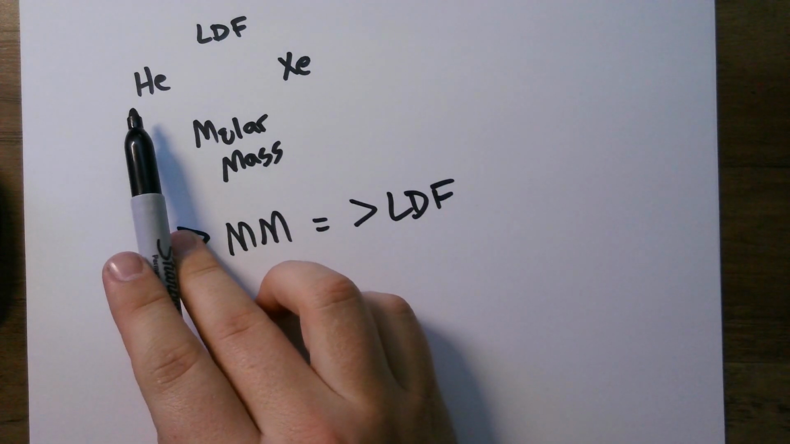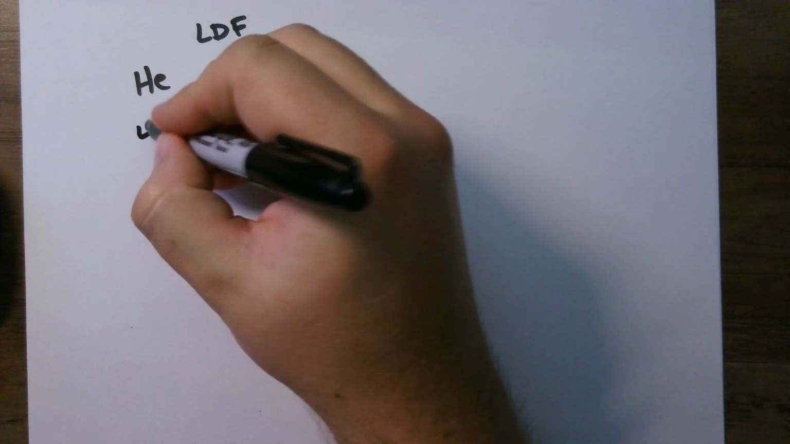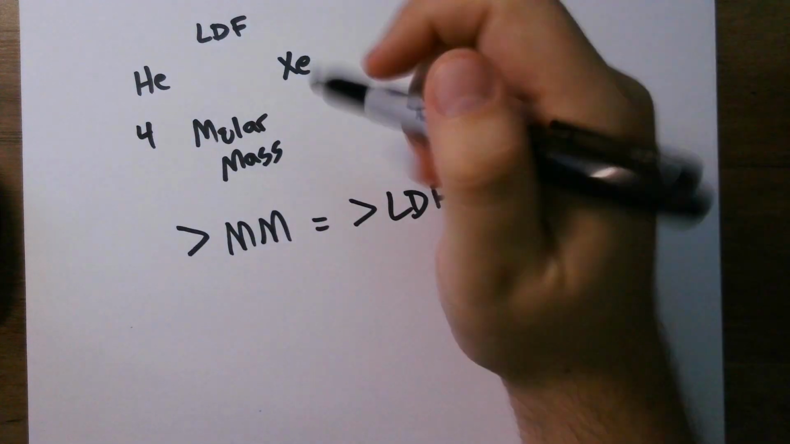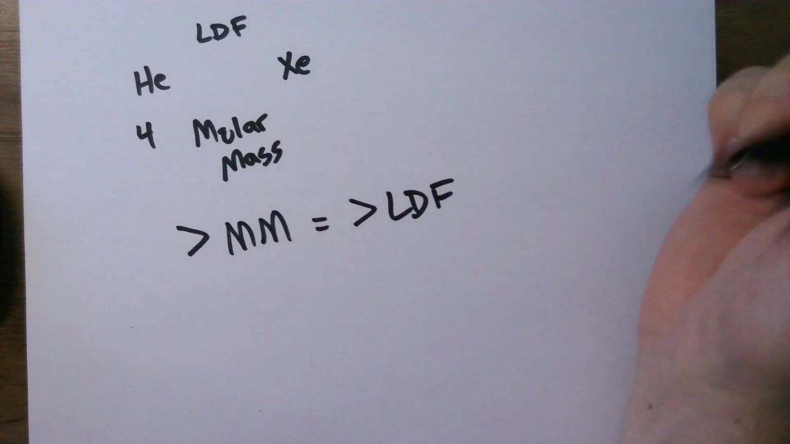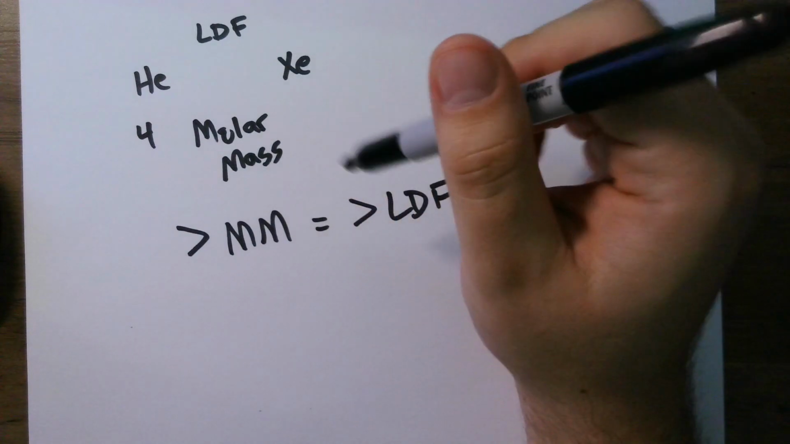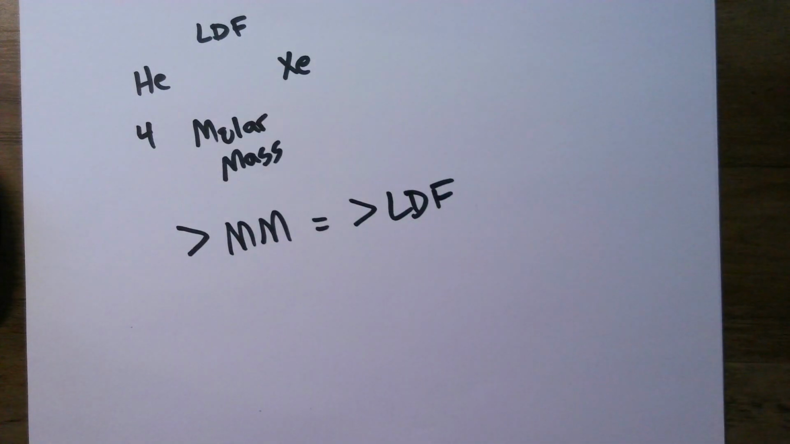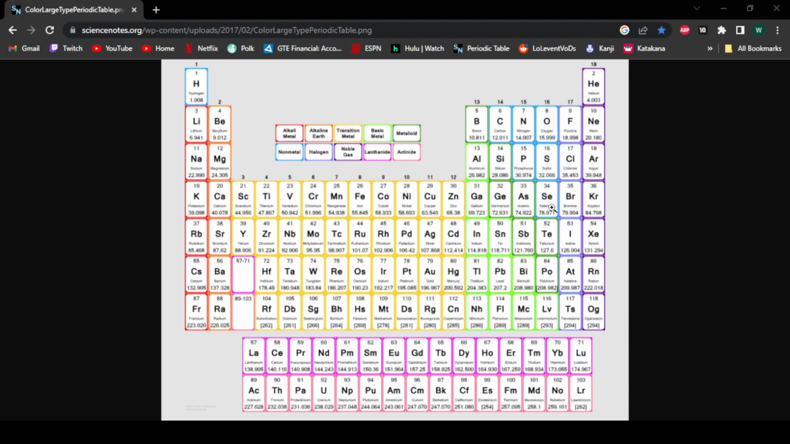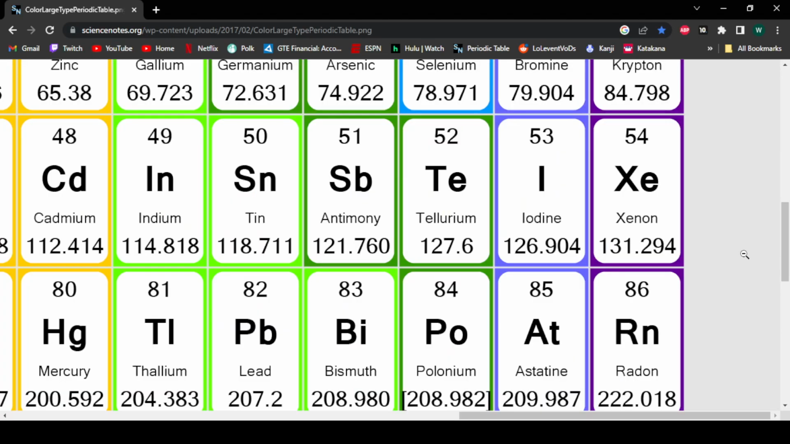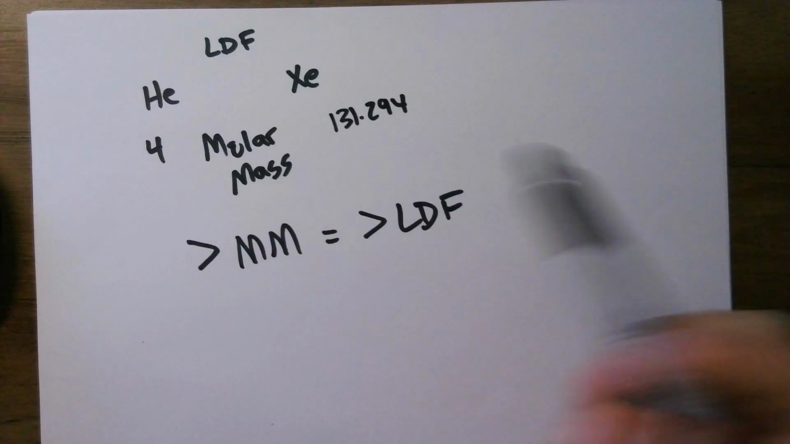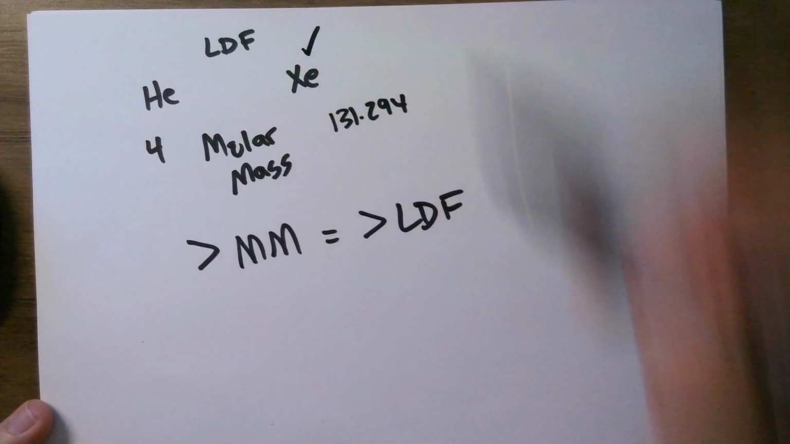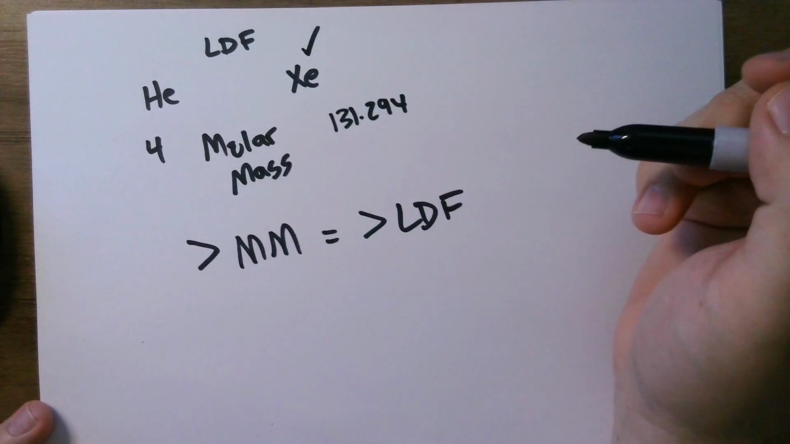So all we're going to do is compare how heavy these things are. Helium's really small. It has an atomic mass of 4. And xenon is quite big. I don't know exactly how big xenon is, but it's way bigger than helium, so I should be professional and look it up. Okay, and we got it here. Xenon weighs 131.294. So because of that, that's all the information I need to know that xenon has more LDFs.